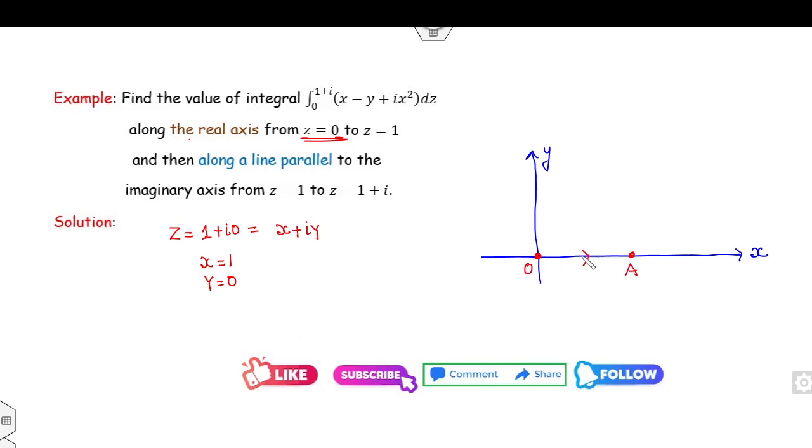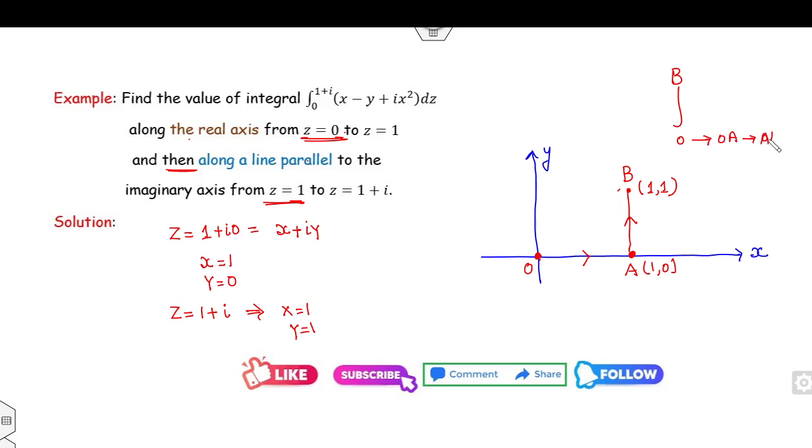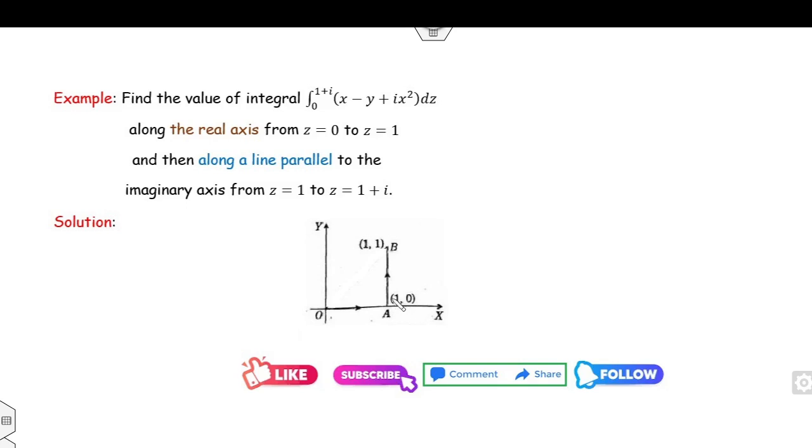You first go from O to A, and then parallel to the imaginary axis from z is equal to 1 to 1 plus iota. What is the meaning of 1 plus iota? That means x is equal to 1, y is equal to 1. So this is the point (1, 1). This is the point (1, 0). So your target is to find the integration from O to B, but using the path OA and then from A to B. So your target is this one.